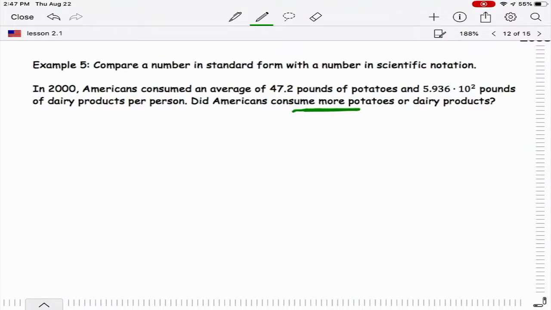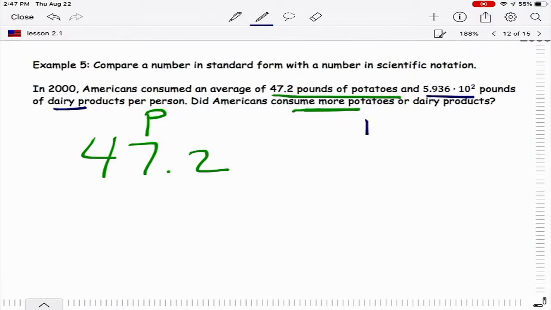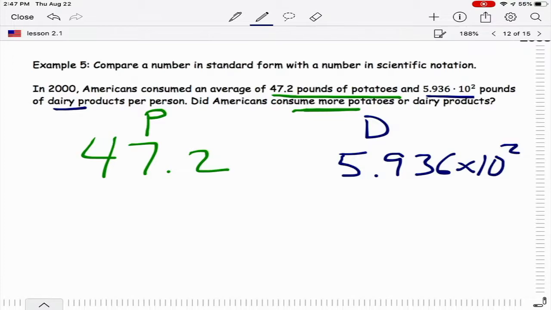So this is no different than what we just did in the last example. So I'm going to write down both problems. So you got 47.2, and that represented the potatoes. So I'm just going to put P there, right? For potatoes. And then you had another number that represented dairy products. So dairy, and it's 5.936 times 10 to the second power.